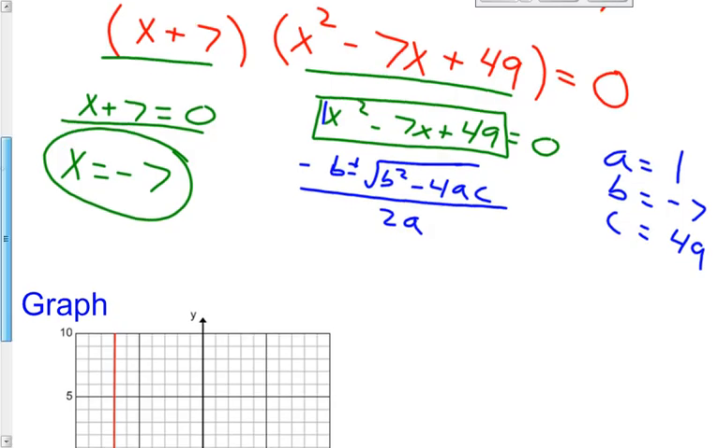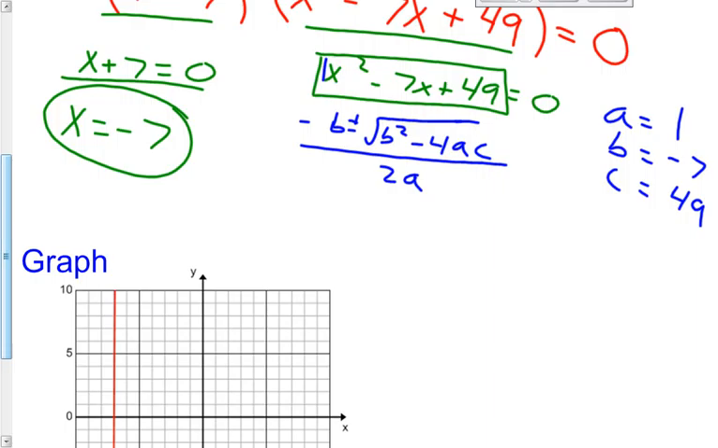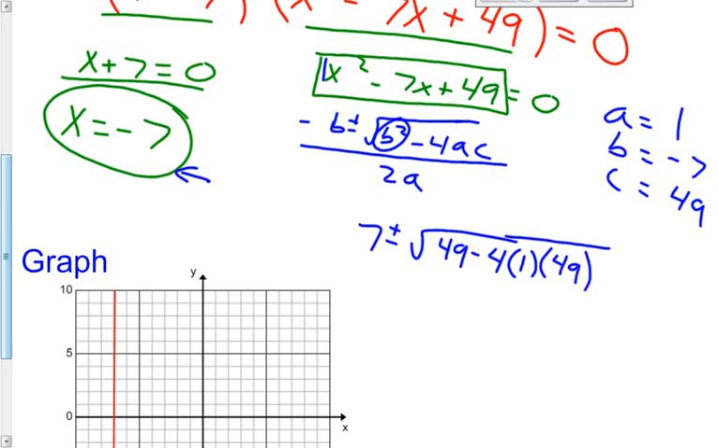All right, let's find where these other two roots lie, because we know we should get 3. One of them is right here. We need 2 more. So negative b, a minus negative 7. A minus 7 is a plus 7. Plus or minus the square root of b squared. So a negative 7 times negative 7 is a positive 49. Minus 4 times a, which is 1, times c, which is 49, all divided by 2 times a, and 2 times 1 is 2. So now, class, all we have to do is simplify here.